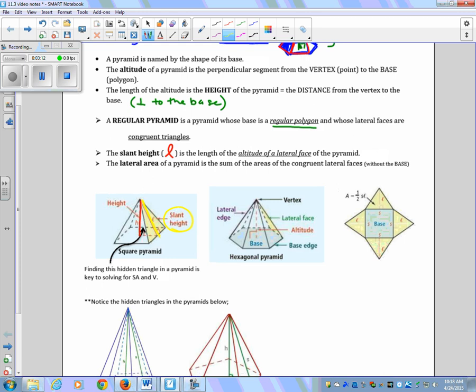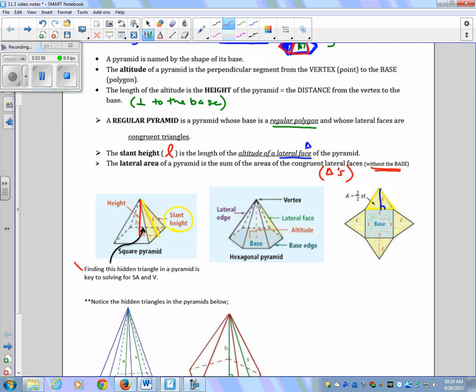If you look at the net of this pyramid, you can see that each lateral face is a triangle. The slant height is the height of that triangle. So that's what it says here. It's the length of the altitude of the triangular lateral face of the pyramid. The lateral area of a pyramid is the sum of the areas of the triangles, so everything without the base. Just like with the prisms, the lateral faces are everything except the base.